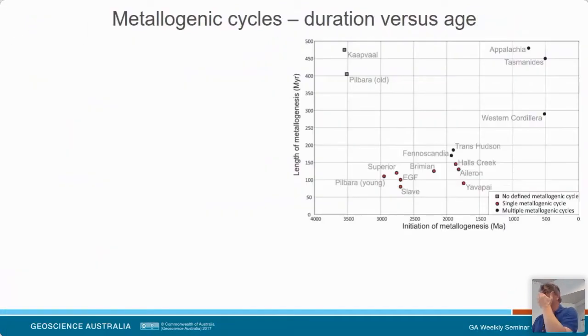So now we're going to actually look at this in the big picture. We're going to step back and look at the whole world. This diagram here shows the relationship between the length of metallogenesis, how long metallogeny occurred, versus the timing of the initiation of metallogenesis. We have 19 separate metallogenic provinces that we plotted on this. And you can see there are some patterns there.